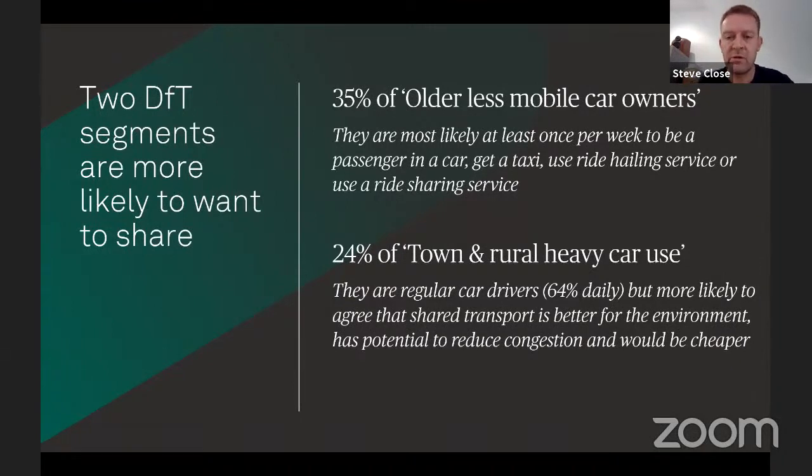The other group were the town and rural heavy car use segment. This is interesting. These are very regular car drivers. Quite a few of these people live in rural areas. From the other responses, they were slightly more likely to use shared transport because they could see it had environmental benefits, could reduce congestion and would also be cheaper for them. They were stronger in agreement on those three variables than the whole sample as well.